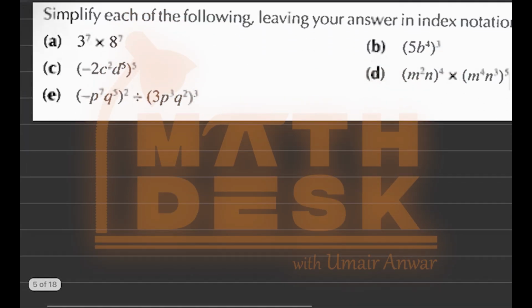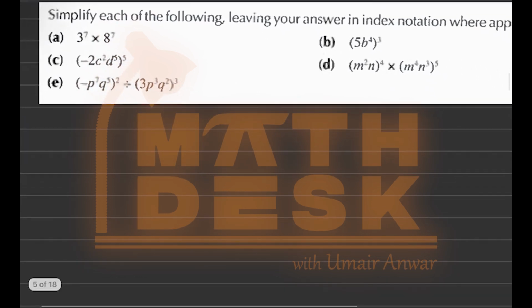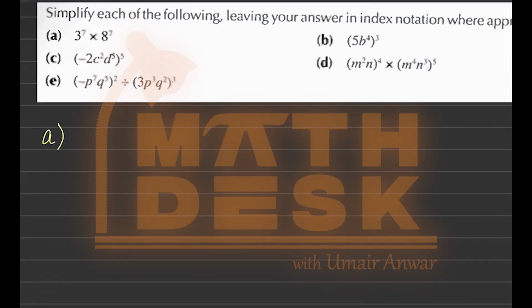Now, to apply this rule, some questions are written over here. The first one is 3 raised to 7 multiplied by 8 raised to 7. Indices are the same and the terms are being multiplied with each other. So we could write 3 into 8 raised to 7, which would be equal to 24 raised to 7.